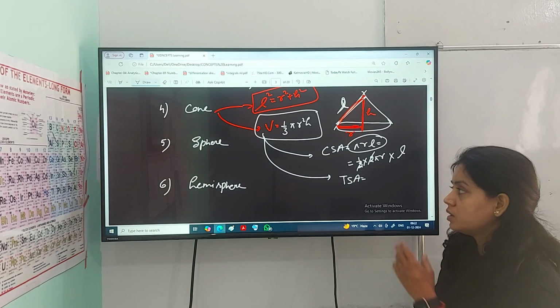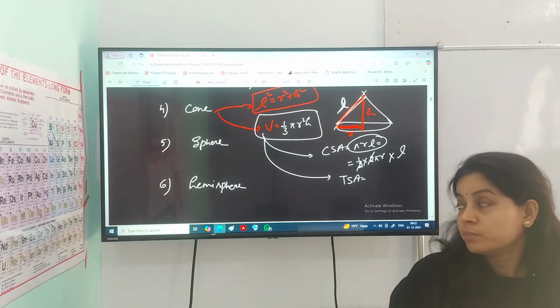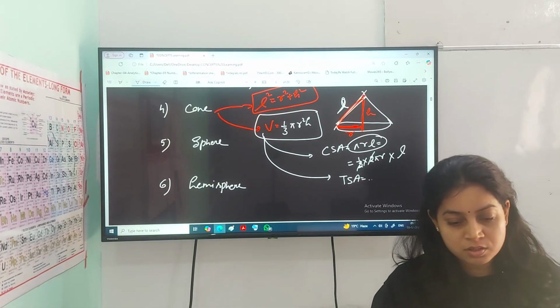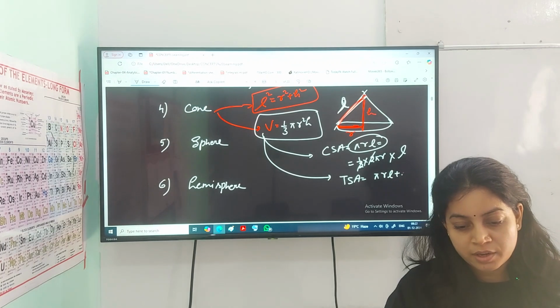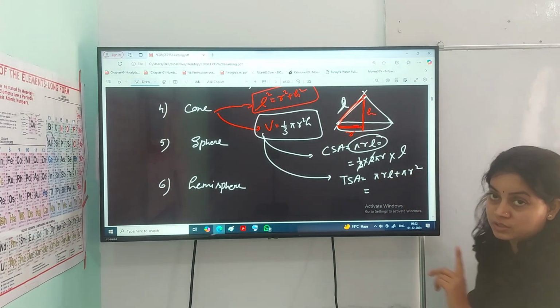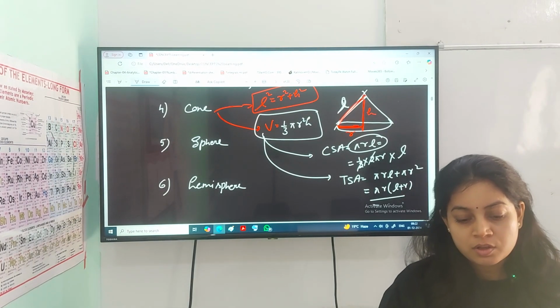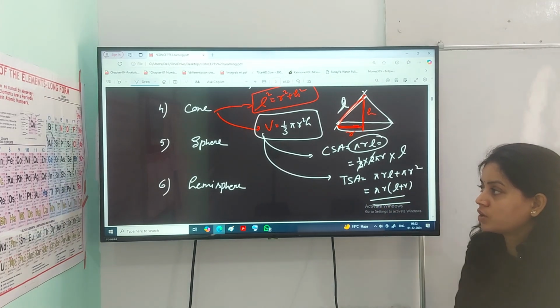and the last thing is the total surface area. In this total surface area we can just add bottom, because here only the bottom circle is there. So in pi r l you can add pi r square, and you can take pi r as common. So it will become pi r bracket l plus r. So this is the total surface area of the cone, right?